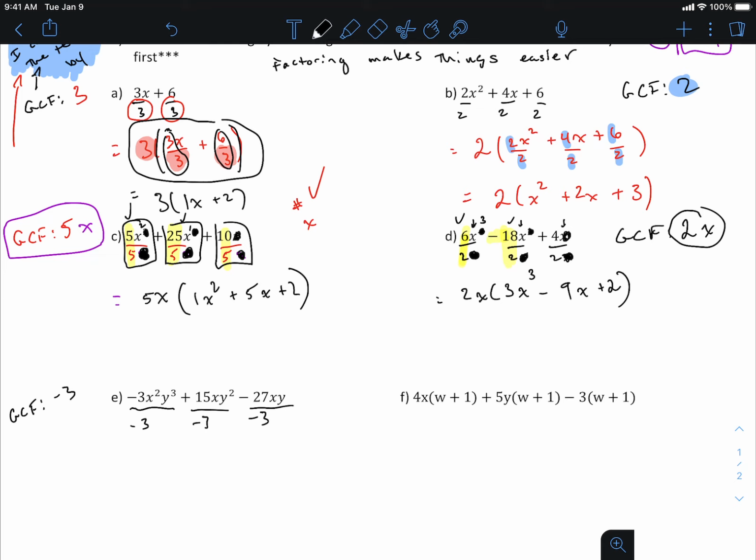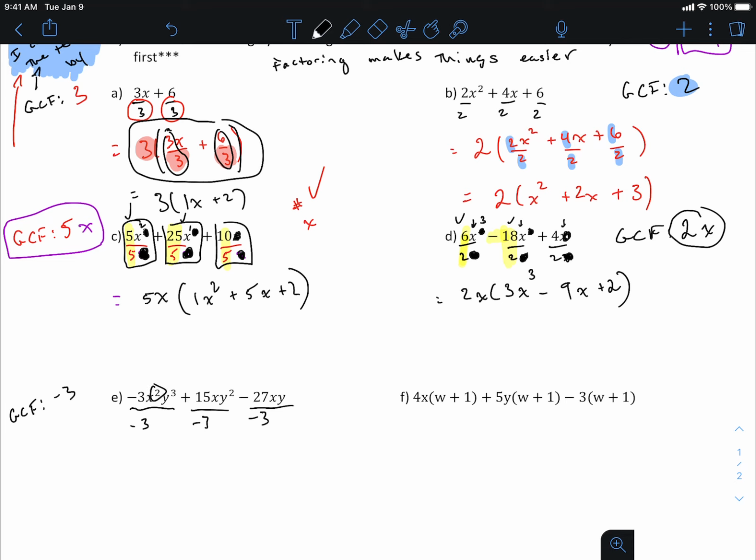And that takes care of the number. Here's a scenario where I have more than one variable, right? That's not a big deal. It looks like a big deal, but it really isn't. You just have 2 variables. You're looking at all 3 of those terms, and you deal with each variable individually, one at a time. So let's deal with the x's first. What's the minimum number of x's that I could take from all 3 of those things?